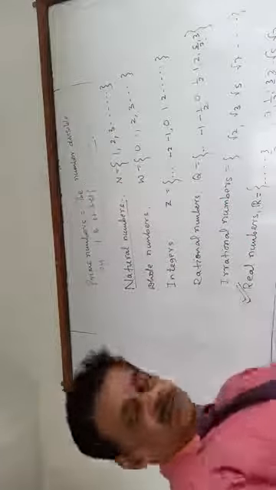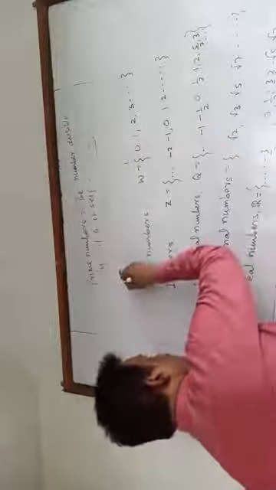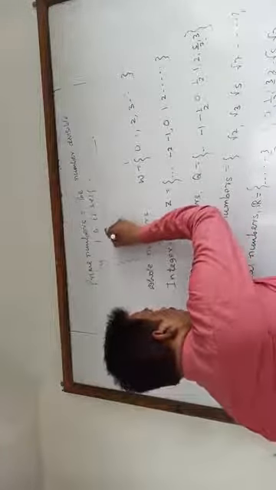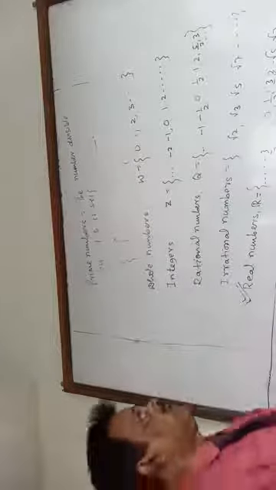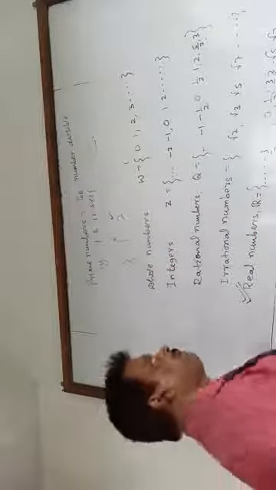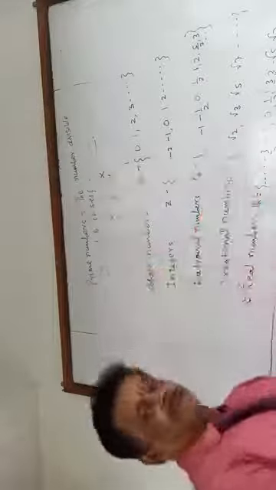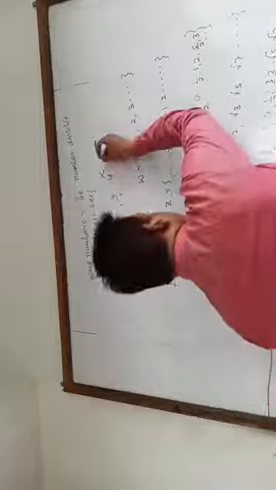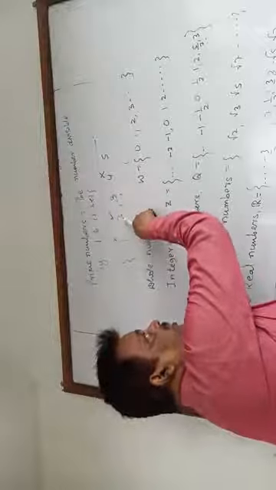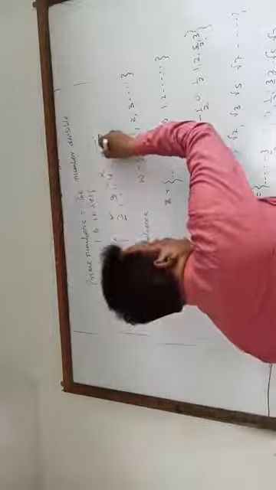Suppose I write 1, not a prime number. 2 is the least prime number. 3 is a prime number. 4 is not a prime number. 5 is a prime number because divisible by 1 and 5, divisible by 1 and 3, divisible by 1 and 2. That is, the least prime number is 2, then 3, 5, 7 and so on.